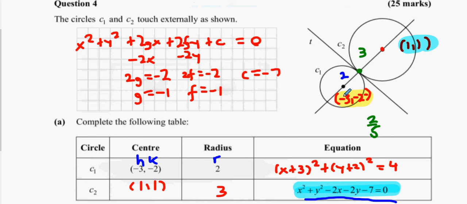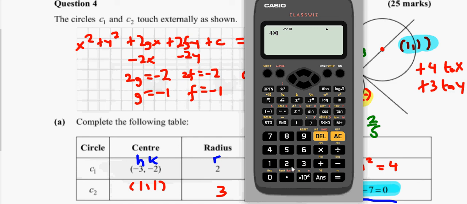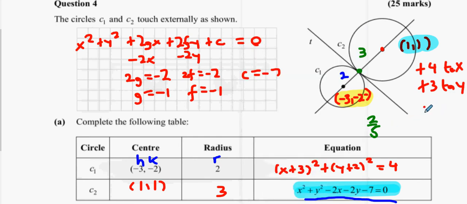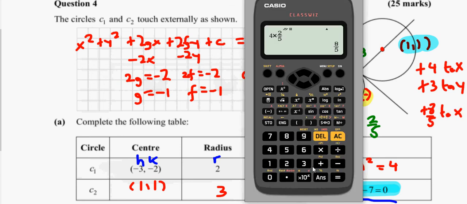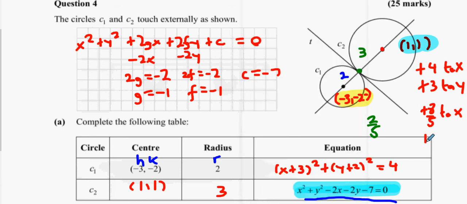So how would you go from minus 3 to plus 1? Add on plus 4 to x. How would you go from minus 2 up to 1? You go plus 3 to y. Now what is 2/5 of that distance? 4 multiplied by 2/5 is 8 over 5. So we're going to do plus 8 over 5 to x, and then 3 times 2/5 is going to be 6 over 5. You're always a bit wary when you have fractions in your answer.